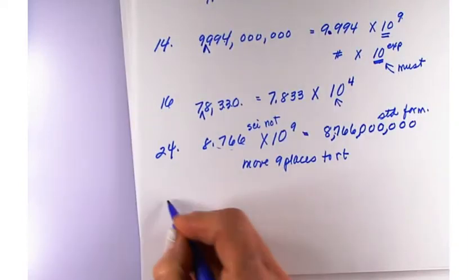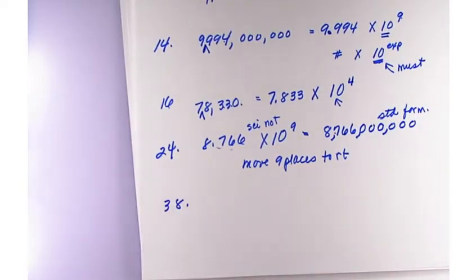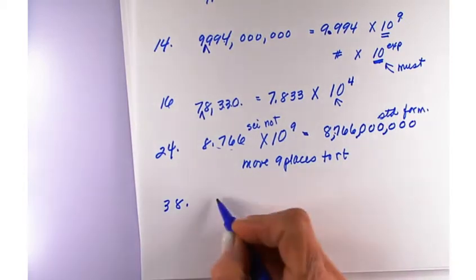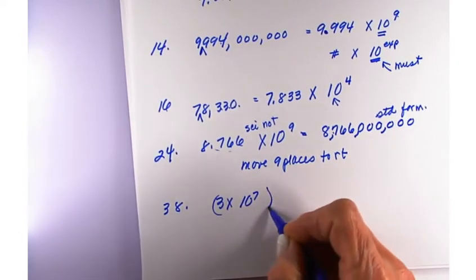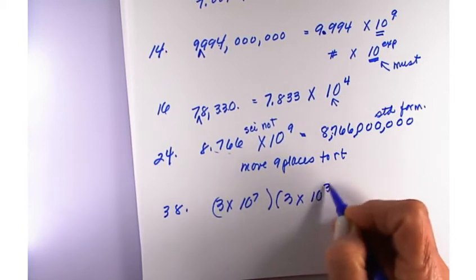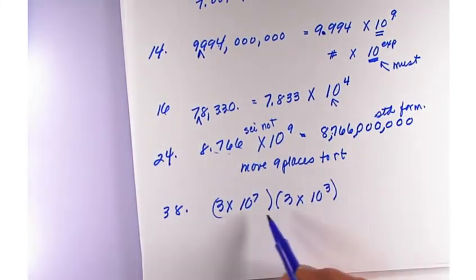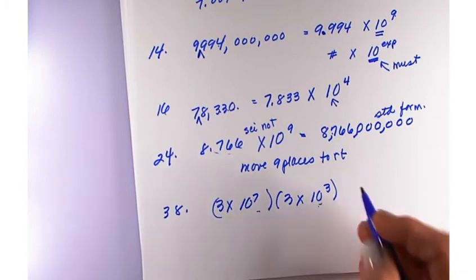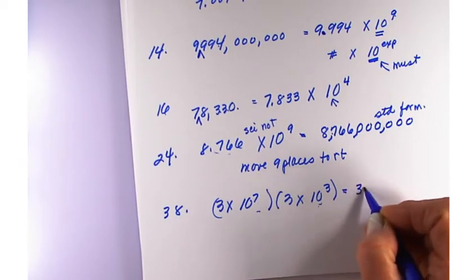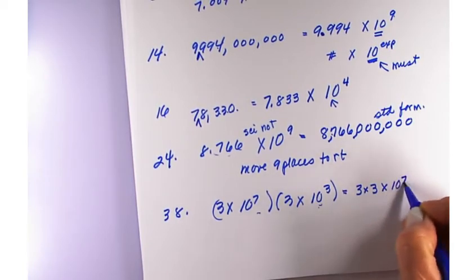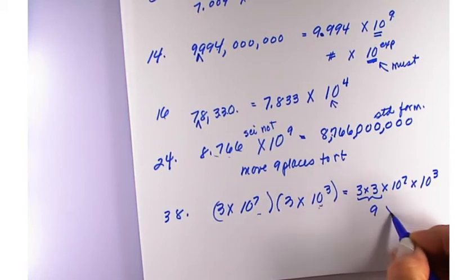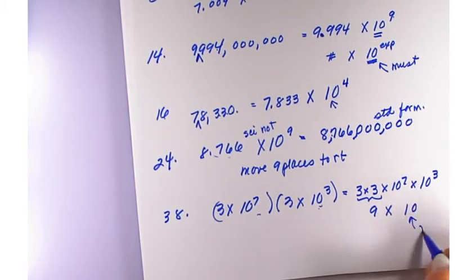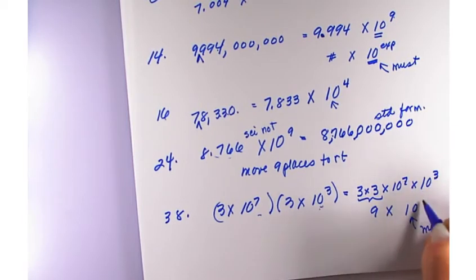38. On 38, we have 3 times 10 to the 7, parenthesis, and then we have 3 times 10 cubed. Now, the only reason we can multiply these is our base here is 10. So what this means is 3 times 3 times 10 to the 7 times 10 cubed. So 3 times 3 is 9 times 10. You must have this base 10. I add the exponents and I get a 10.